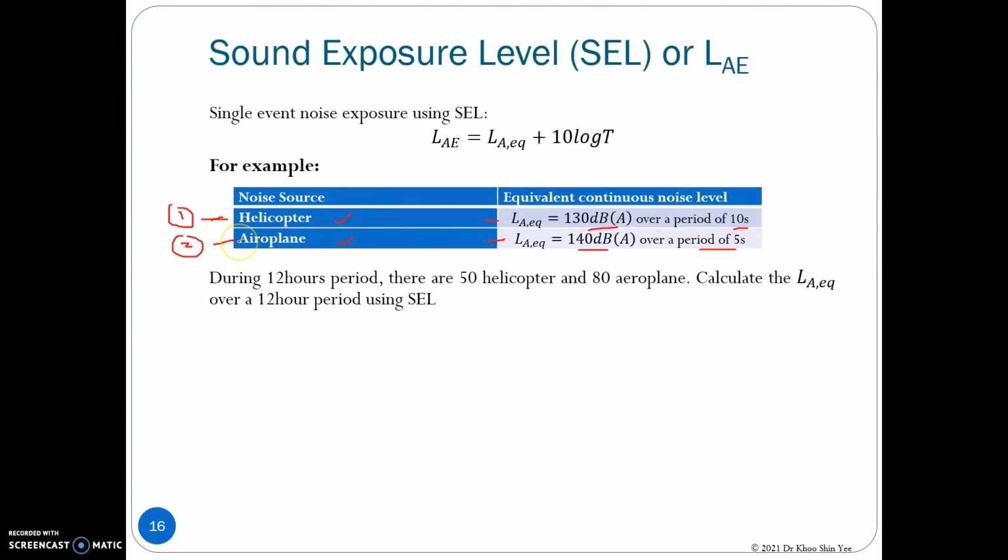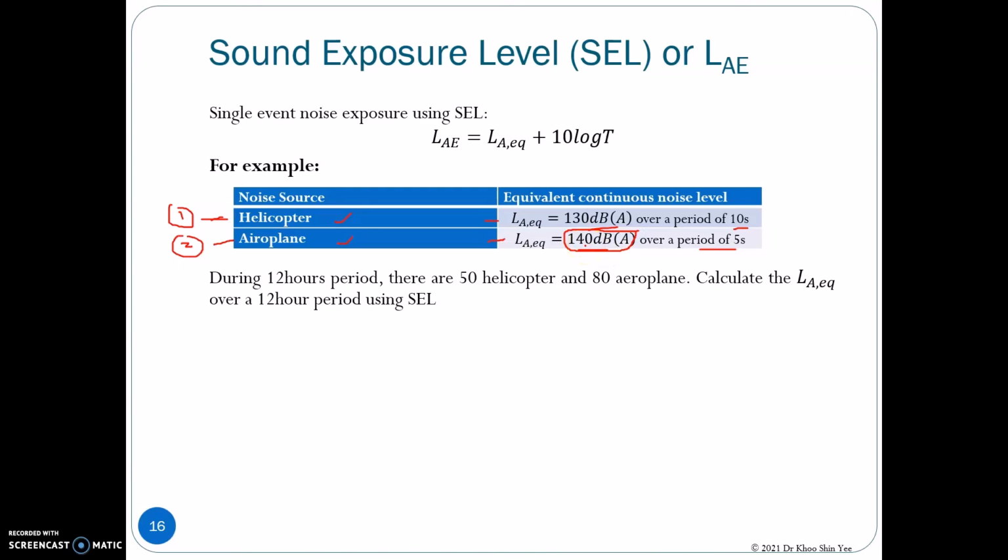So which event will contribute more noise, or what we say contribute more hearing damage? If you compare in terms of the LAEQ magnitude, then we say the airplane will contribute more noise because the magnitude is higher.